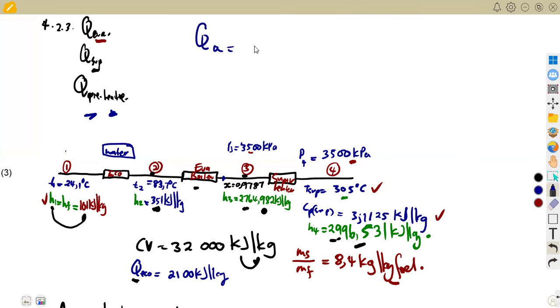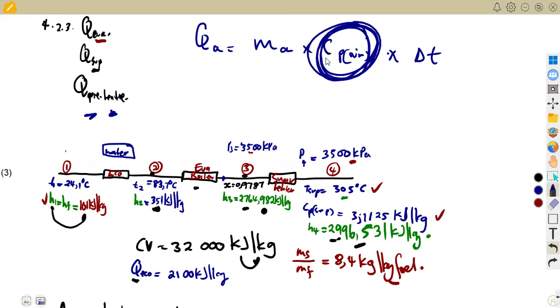So Q air is going to be the mass of air times the specific heat capacity of air in this case times the change in temperature. Remember, at the preheater, I said there's T in for air and there's T out for air. That's it then. We use the specific heat capacity for air with the mass of air and the change in temperature for air. There's no longer enthalpies there. There's no longer H for air, guys. It does not exist.